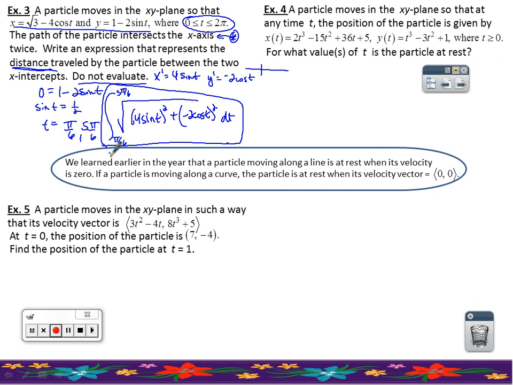This would be our representation of the distance between the x-intercepts. So it was a fairly complicated sounding question, but if you pull it apart into different pieces, hopefully that will just flow and you will be able to discover what it is you're supposed to do. Okay, let's take a look.